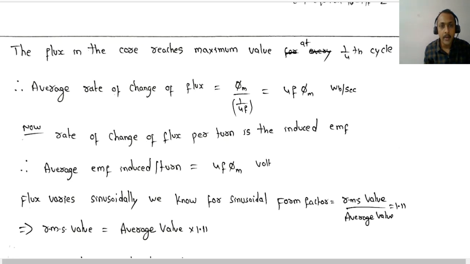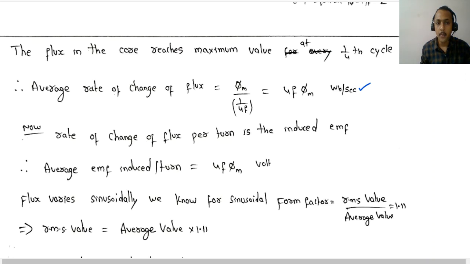Now the average rate of change of flux: it changes for 1/4 cycle, reaching its maximum value. Its average rate of change of flux is given by phi m divided by 1/(4f), so it is equal to 4f phi m Weber per second. This is the average value, right? So the rate of change of flux per turn is the induced EMF. This is important.